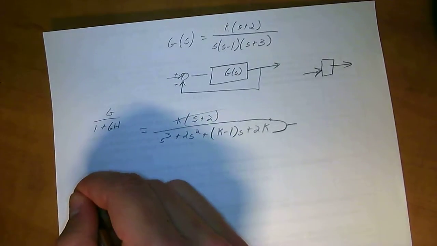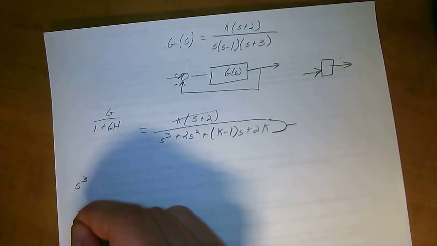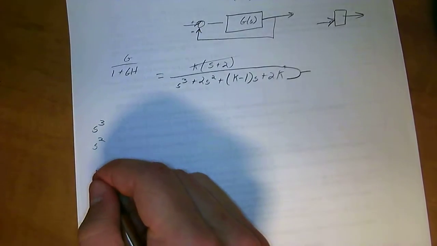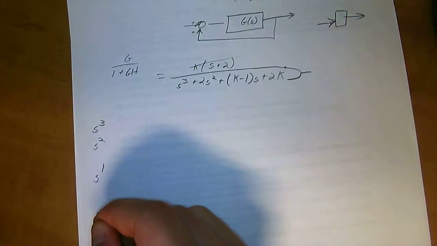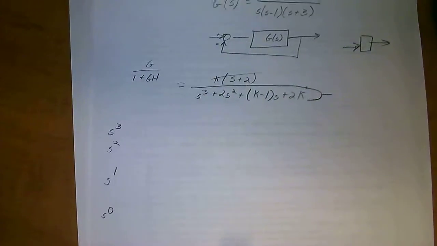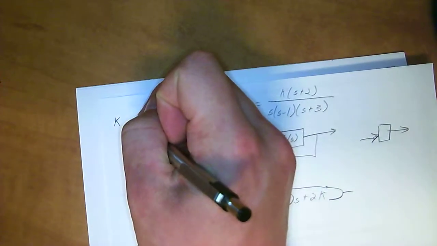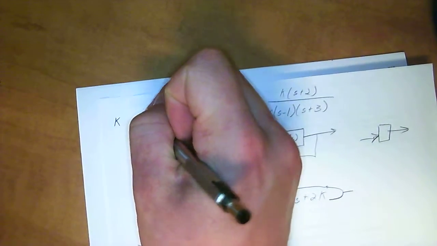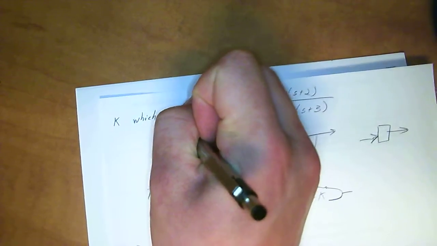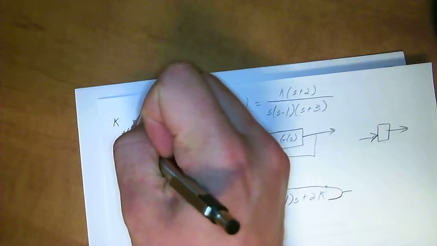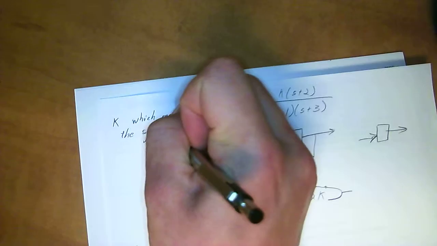So setting up the Routh table now: s cubed, s squared, s1, and s0. What we're supposed to be finding in this problem is the range of K which makes the system stable.